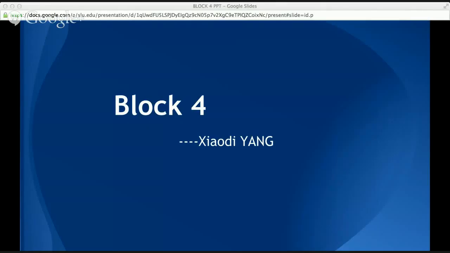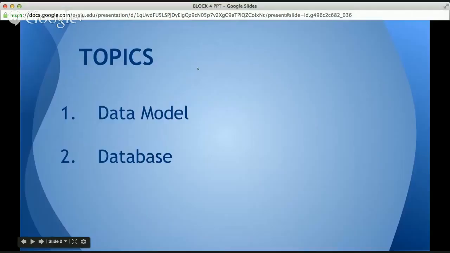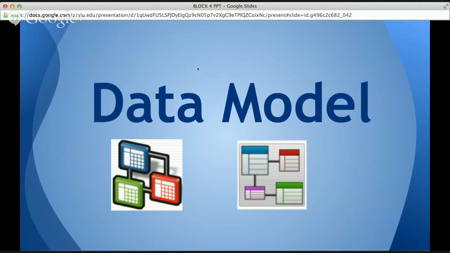Today is the last block presentation I want to introduce to you guys. Hope you enjoy it. Today I want to introduce two different topics. The first one is called the data model and the second one is the database. First, I'd like to talk about what is a data model.